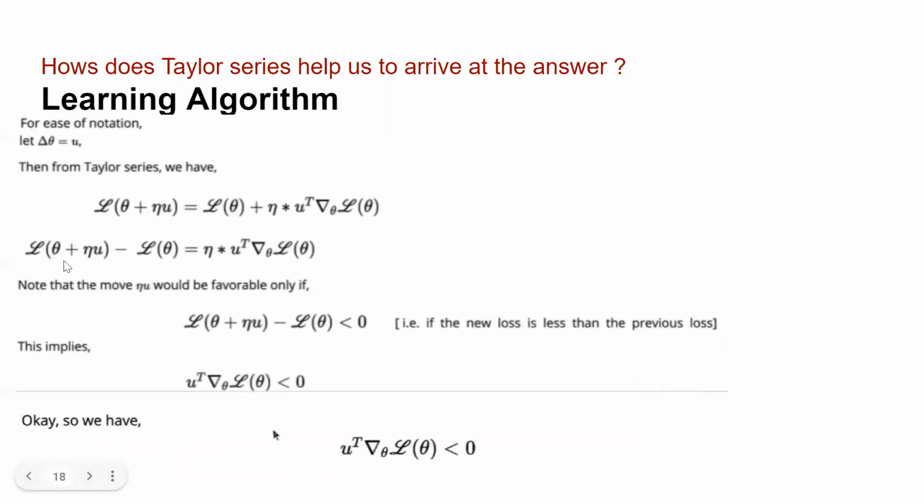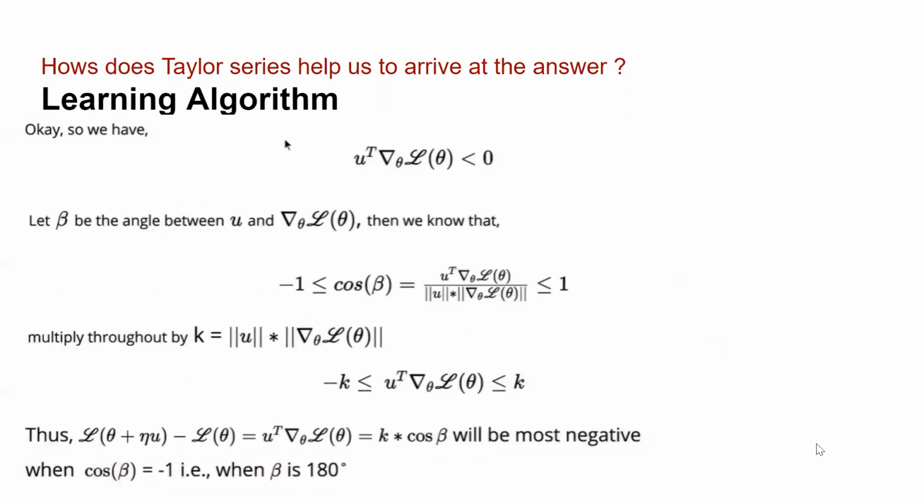See, this expression is equal to this. Right, it is equal to that. When this will be as low as possible, this will be as low as possible when my beta is 180 degrees, right?